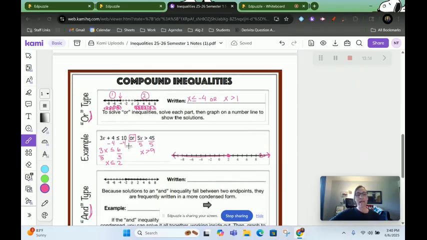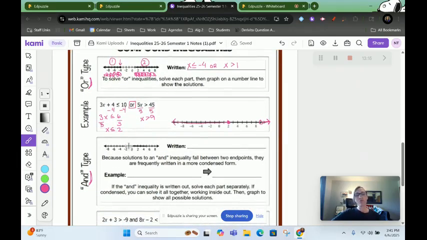The and type is actually, when you graph it, it's two separate pieces, but they overlap. And that's where the word and comes in. Okay, the part where they overlap is what the answer is. So this guy actually initially was from the open circle all the way to the left. And then let me get a different color, a closed circle here all the way to the right.